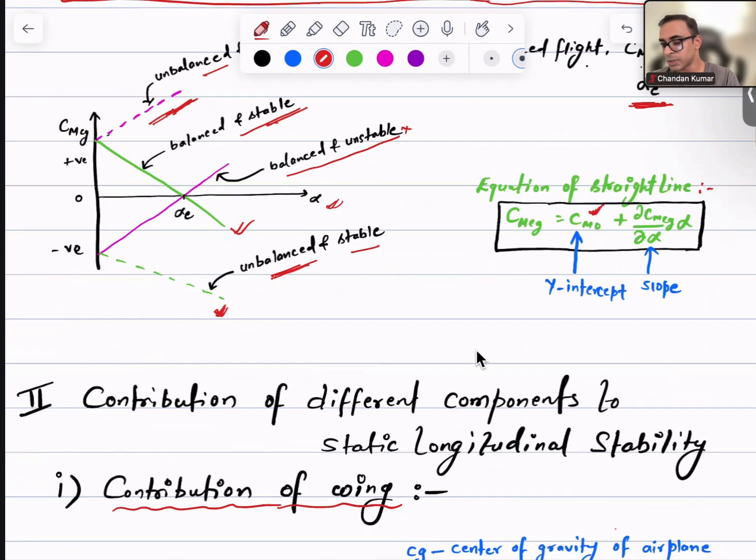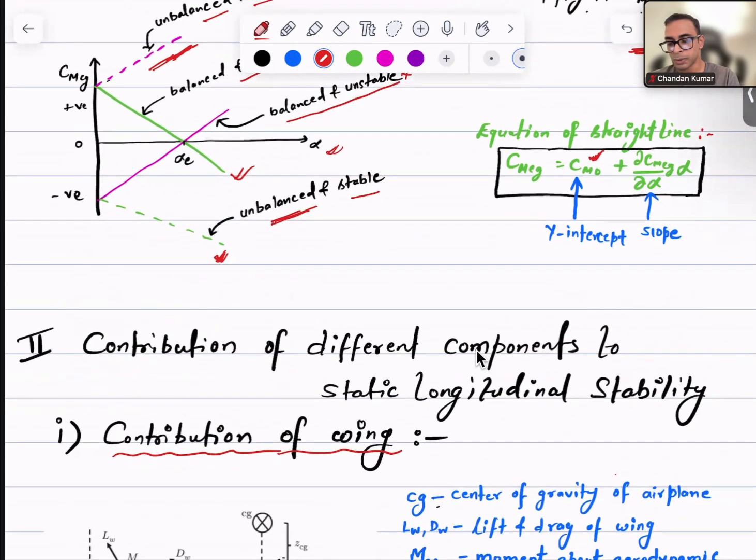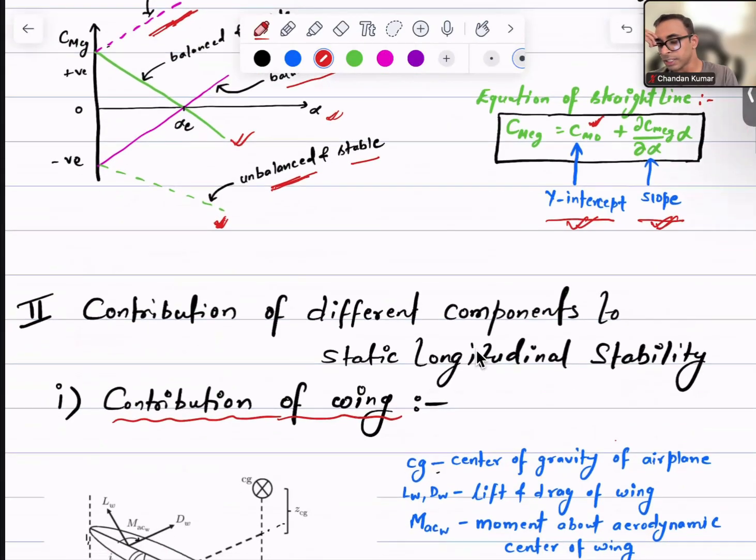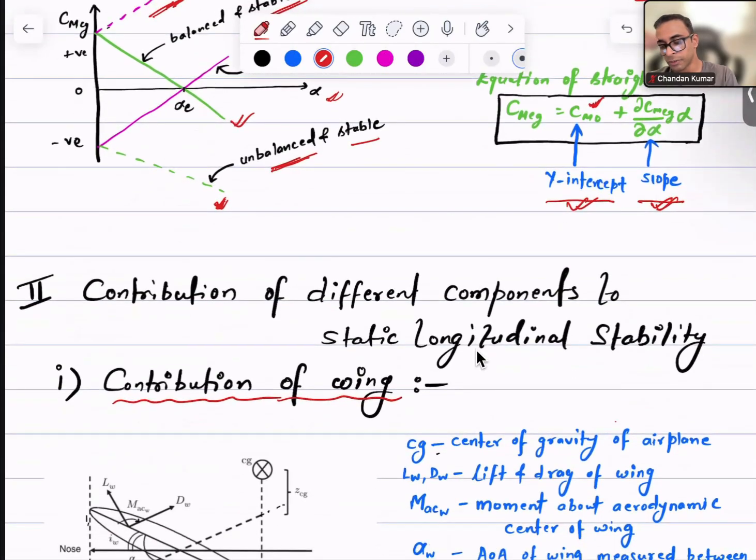Now we are going to get into how the different components contribute to the static longitudinal stability. So we have seen that these two variables, the y-intercept and slope, are the ones which decide whether we are going to have longitudinal stability or not. So we will first look into what is the contribution of the wing to the longitudinal stability.